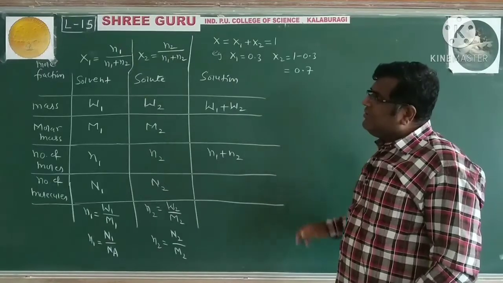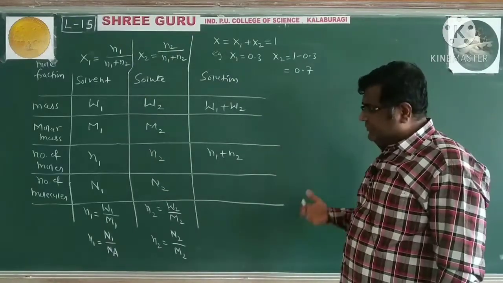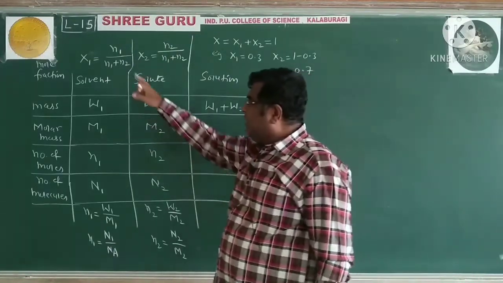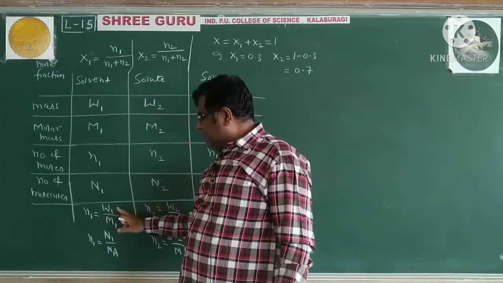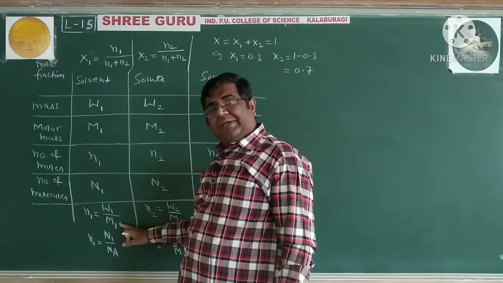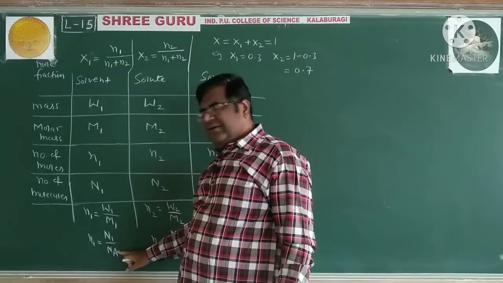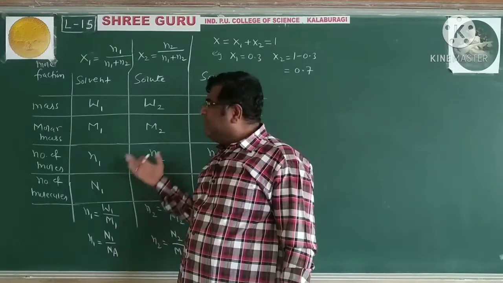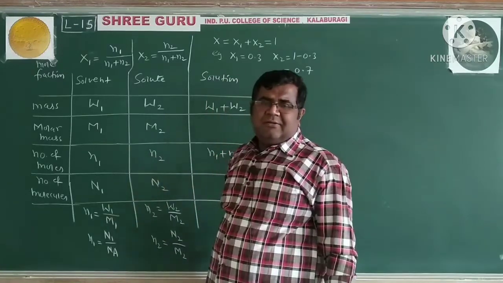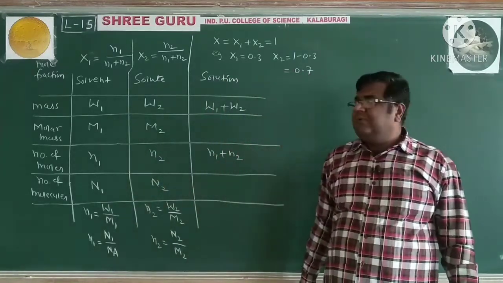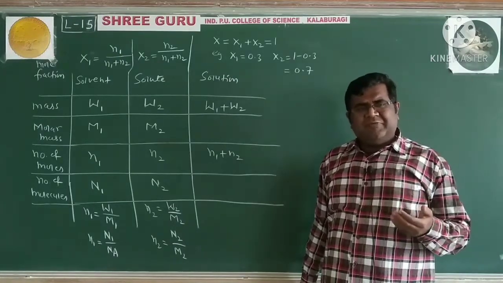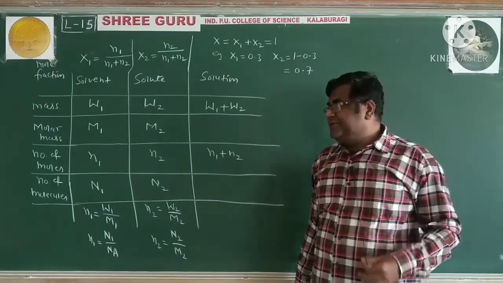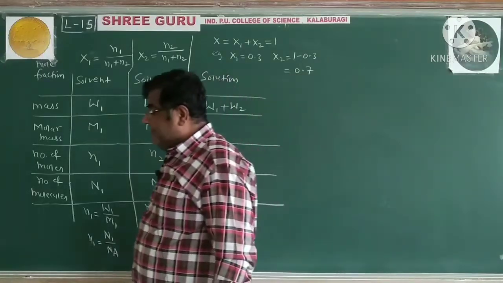So this is about the third concentration term. And how to get this n1? If masses are given, W1 by M1. If molecules are given, N1 by Avogadro number. In any way we can get the value of number of moles of solute or solvent. That will be given in the particular question. We'll see how it is to be calculated.